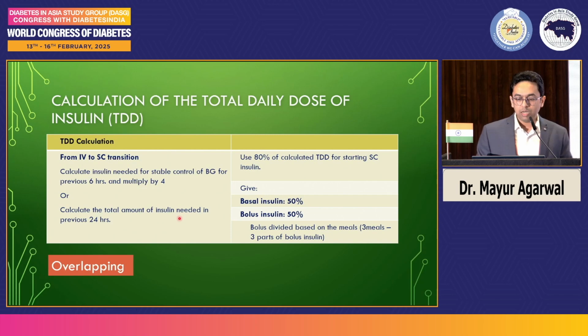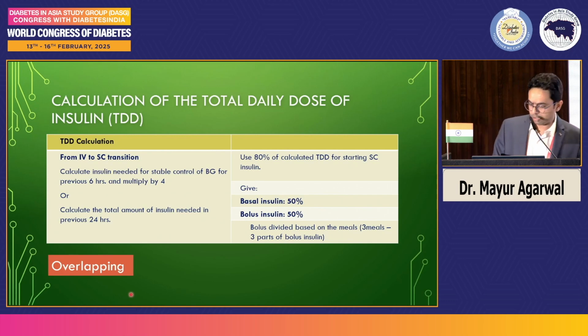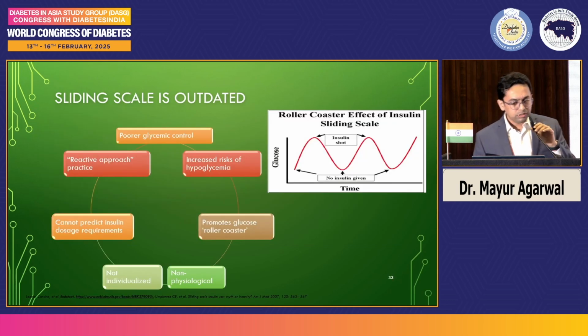And then the dose calculation is, you can either calculate 24 hours or you can calculate 6 hours, and then you can multiply by 4, 80% of which you will use as subcutaneous, 50% basal, 50% bolus. That is the basic concept. Okay. So, if you want, you can take a picture, because I am very, very quick, because we want to finish within half an hour. Now, sliding scale is something which I thought I should be discussing.